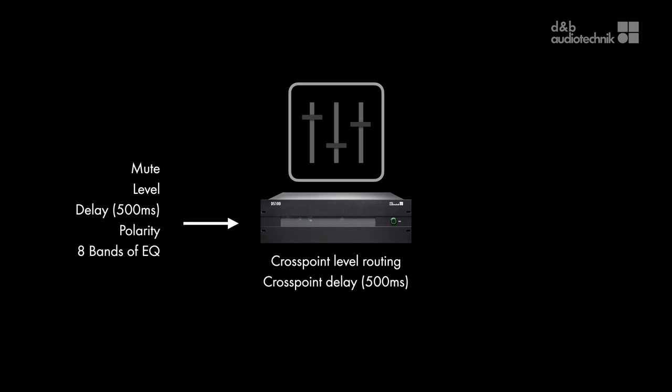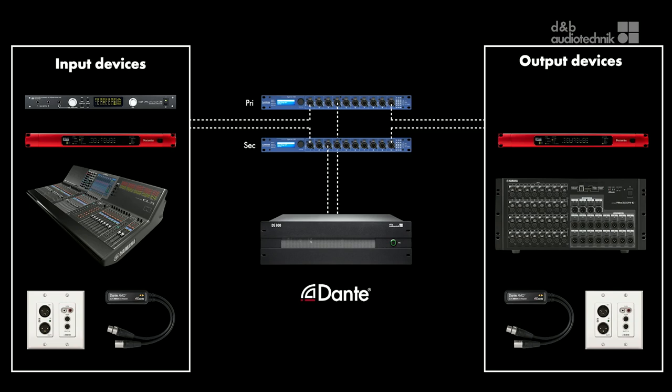All DS100 signals are handled via dual redundant Dante, which runs on standard Ethernet networks. Dante is the most common method of transport among products in the market, which allows a DS100 to play nice with any type of I/O device, including D&B's DS10. The DS10 can convert AES to Dante and back again.